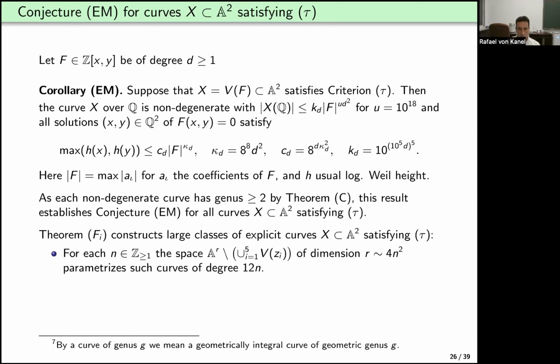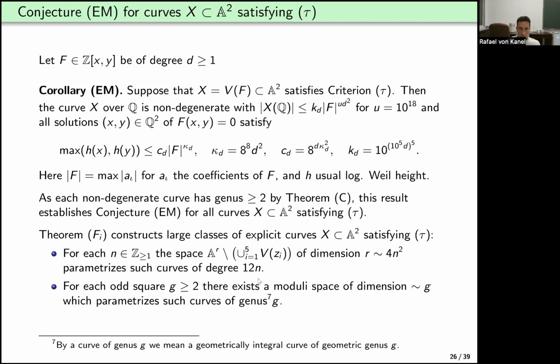So for example, one can use these results to show that the space here of dimension R, which is roughly 4n squared for each n in Z greater or equal than 1, parameterizes such explicit curves X in A2 which satisfy tau and have degree 12n. Then also similarly, for each odd square G greater or equal than 2, there is a moduli space of dimension more or less G, which parameterizes such curves of genus G.